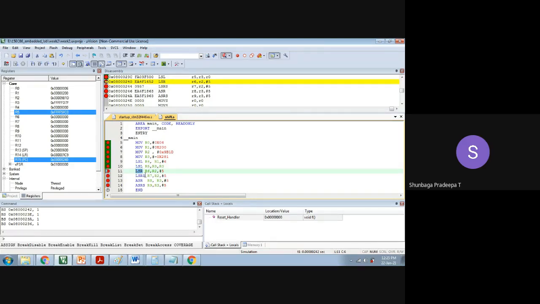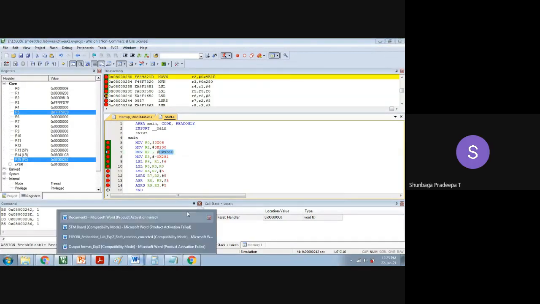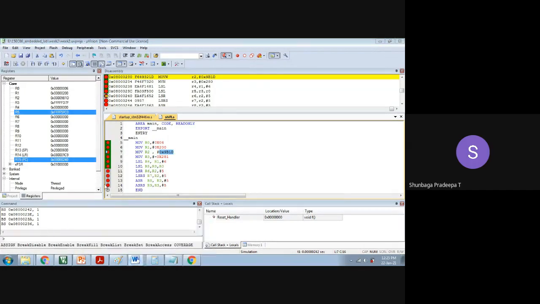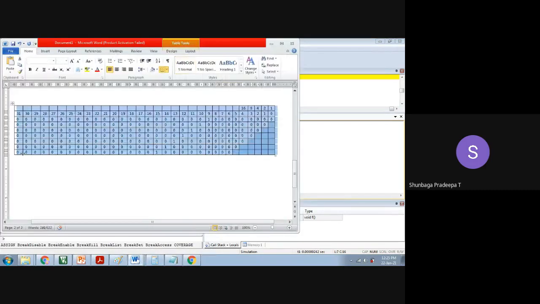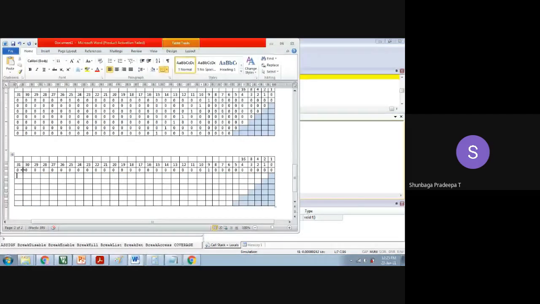So what is the R2 value here? 9B1D is the hexadecimal value. So this value you will take and you will shift it right side by 5 times. So how will you write 9B1D? First step is you have to write the binary value of 9B1D. Okay. So first do that.